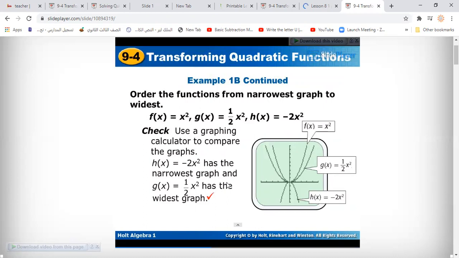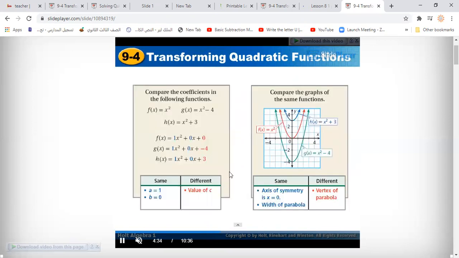If we want to represent them graphically, we note that f of x equals x to the power of 2 is the parent function, and g of x equals half x to the power of 2 is the widest one. And h of x equals -2x to the power of 2 is the narrowest one, and it opens downward because the coefficient of x squared is negative.